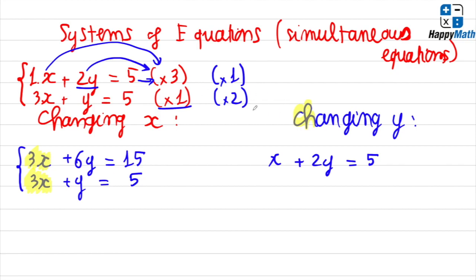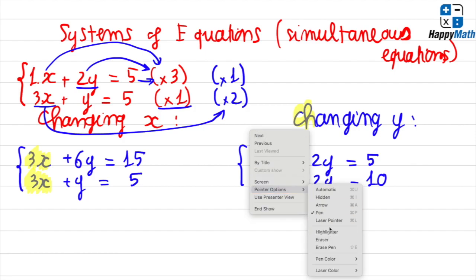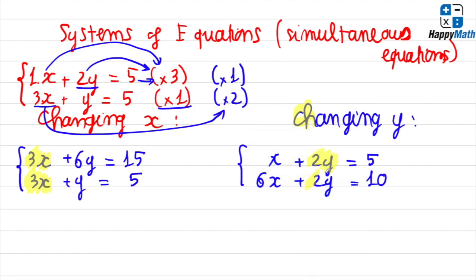So 3x multiplied by 2, you get 6x. y multiplied by 2, you get 2y. And 5 multiplied by 2, you get 10. So after multiplying by 1 and 2 like this, the coefficient of y in the first equation and the second equation will be equal. So that is something new for you.